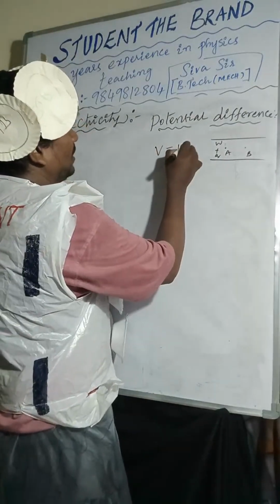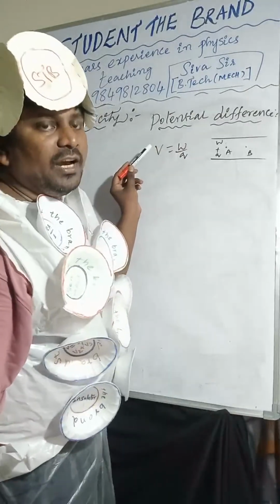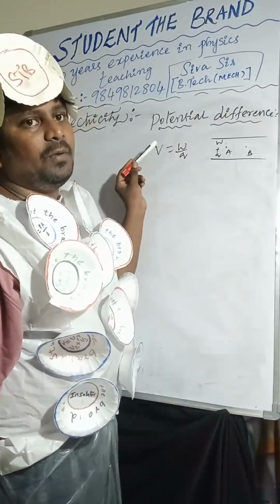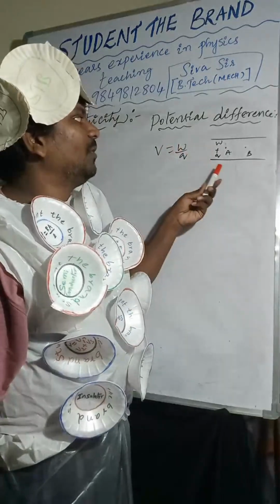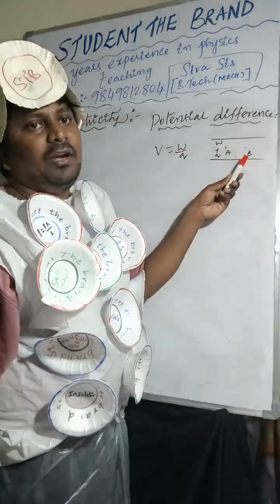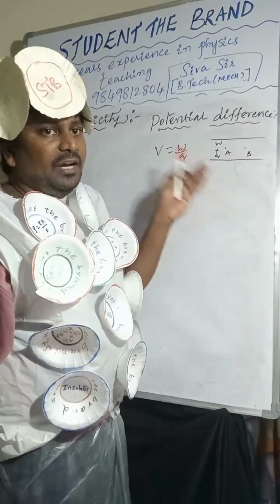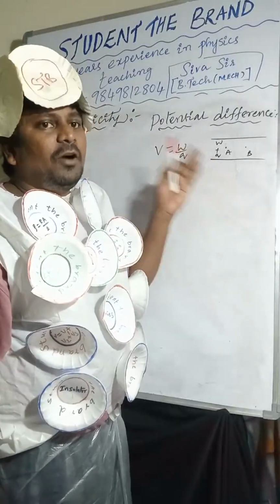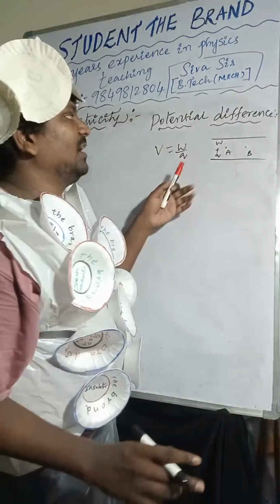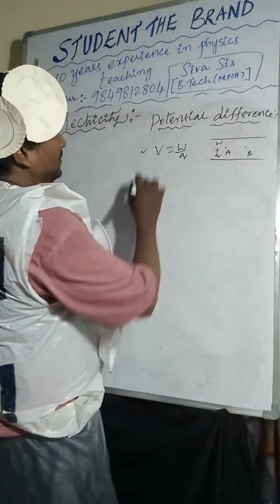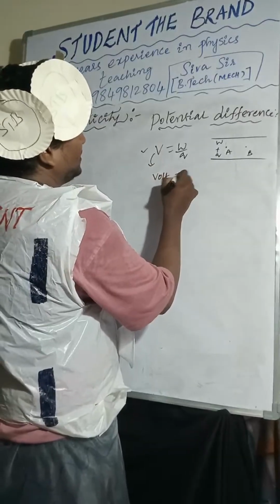So V equals W by Q. We are doing some work to bring a unit positive charge from point A to point B within the conductor. That is nothing but potential difference. The SI unit of potential difference is the volt.